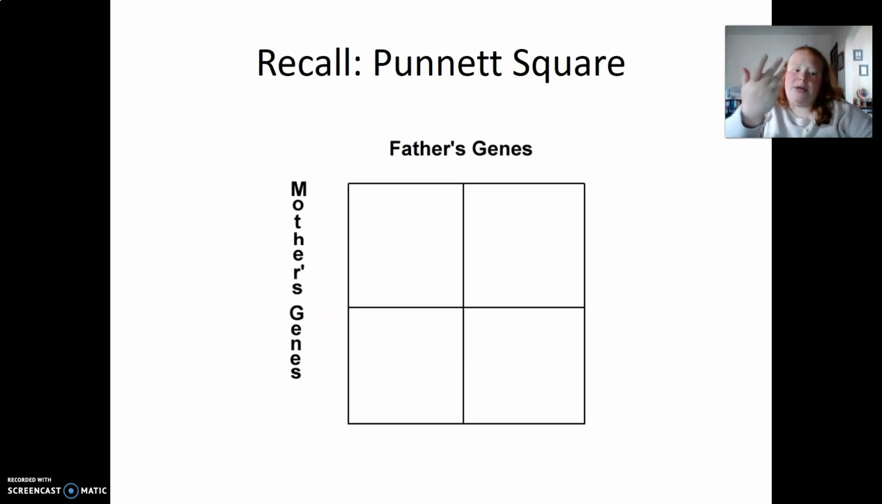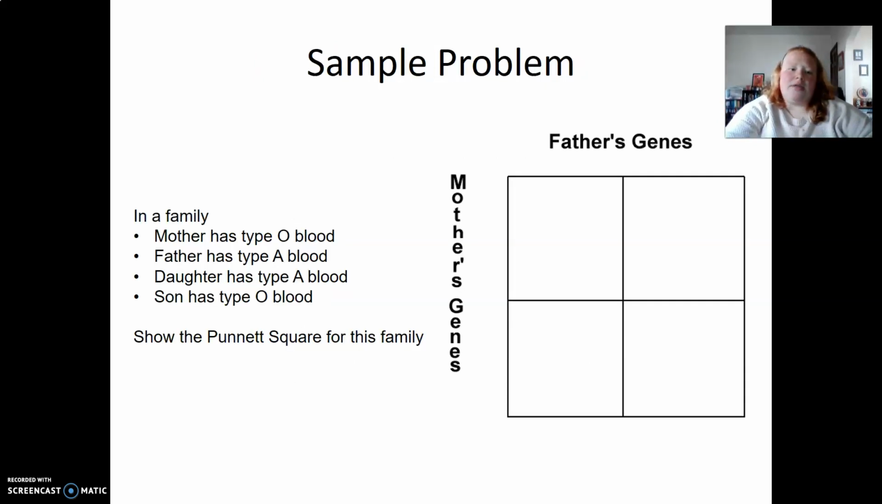So if you recall a Punnett square from back in biology, you take the mother's genes and the father's genes and you cross them to try to figure out what genotypes and phenotypes you will end up with. So I have a sample problem for us. In a family, I have a mother that has type O blood. Remember, type O is recessive, so she has to have 2 O alleles. So she is type OO.